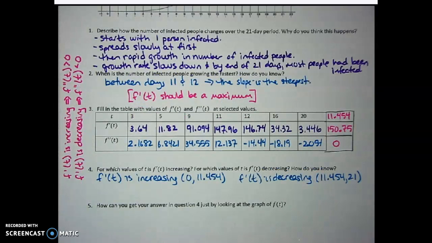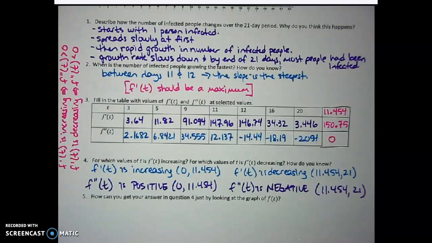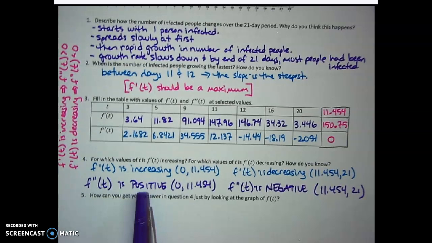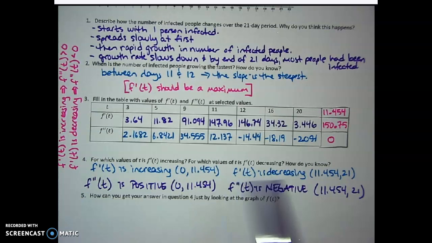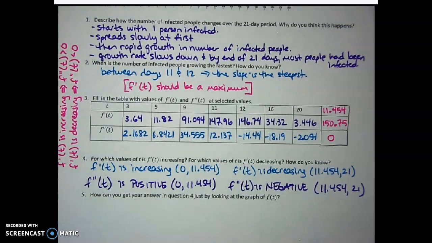Then I'd like you to pause the video and write down how both of those statements reflect in the second derivative. What does that mean in terms of the second derivative? Remembering again that the second derivative is just the slope of the first derivative. So if the first derivative is increasing, the slope must be positive. If the first derivative is decreasing, then the slope must be negative.